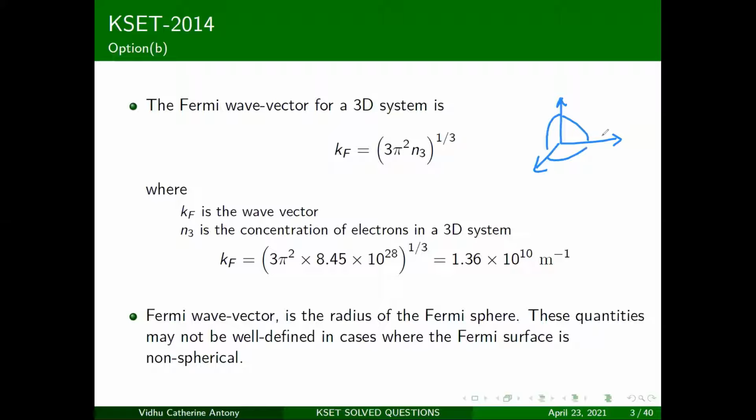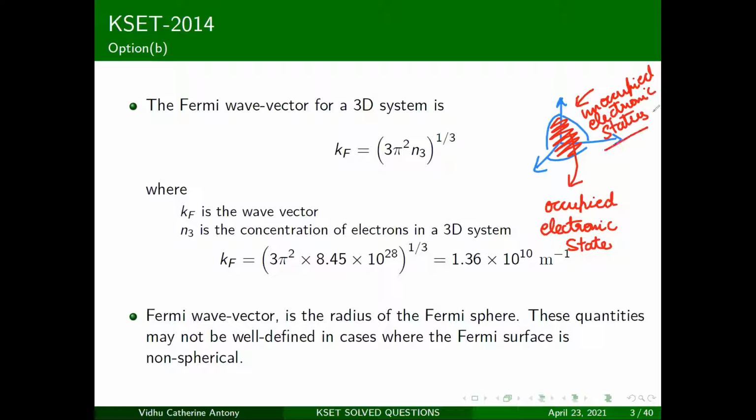And what does that tell you? Inside the Fermi sphere, I have occupied electronic states. And outside the Fermi sphere, you have unoccupied electronic states. Most people don't look into the physical significance of a Fermi sphere. They just study the formula and the theory and move on. What you're supposed to understand is that all occupied electronic states are inside this Fermi sphere, and unoccupied electronic states are outside this Fermi sphere.